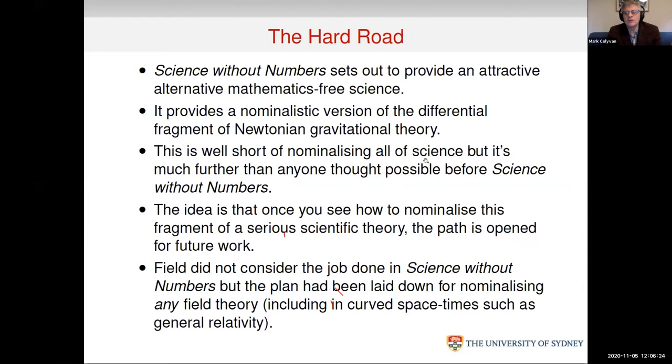So the idea is that once you see how to nominalize this fragment of a serious scientific theory, the path is open for future work. So I don't think that Hartree or anyone else thought that the job was done once you've finished reading Science Without Numbers, but rather you've got a roadmap of how to flesh out this hard road to nominalism.